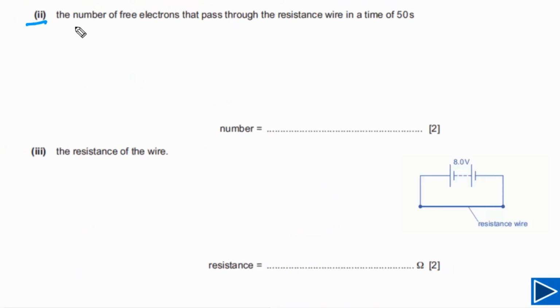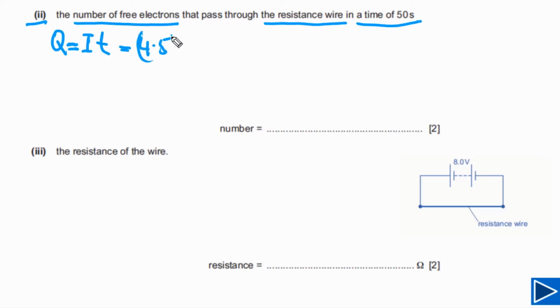Now the second part of the question is asking us to calculate the number of free electrons that pass through the resistance wire in a time of 50 seconds. First of all, let's calculate the amount of charge passing through the wire in this given time. We can simply calculate Q is equal to IT. So we can plug in the values of I and T. I we have calculated, that is equal to 4.5 amps, and the time is given to us, equal to 50 seconds.